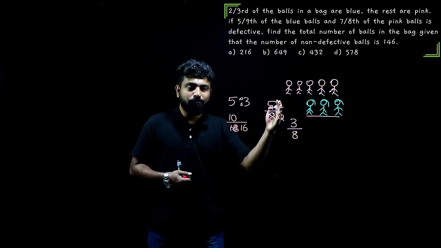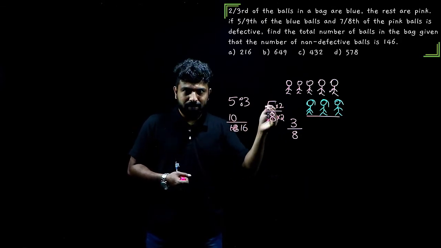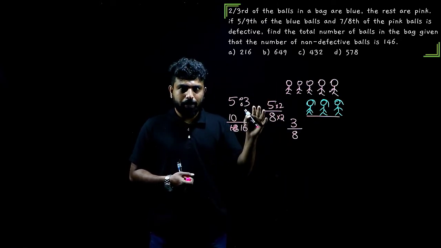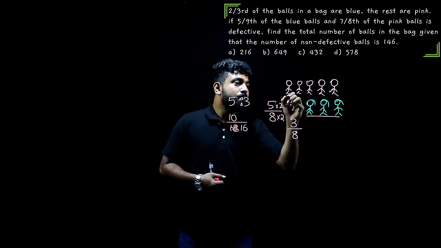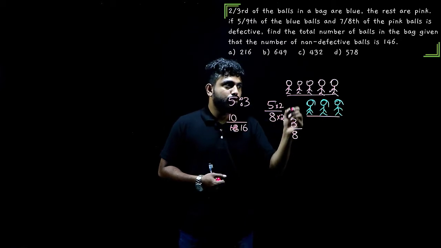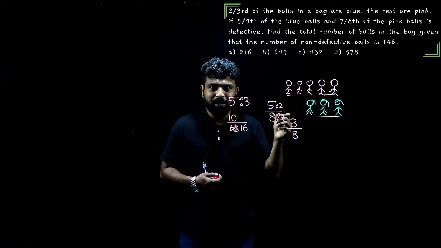If there are 24 people, what will be the number of boys? It will be 5 into 3, which is nothing but 15 boys out of the total of 24 people. We simplify that and give it in this form. So there are totally 5 boys out of every 8 people. This is how the ratios work.